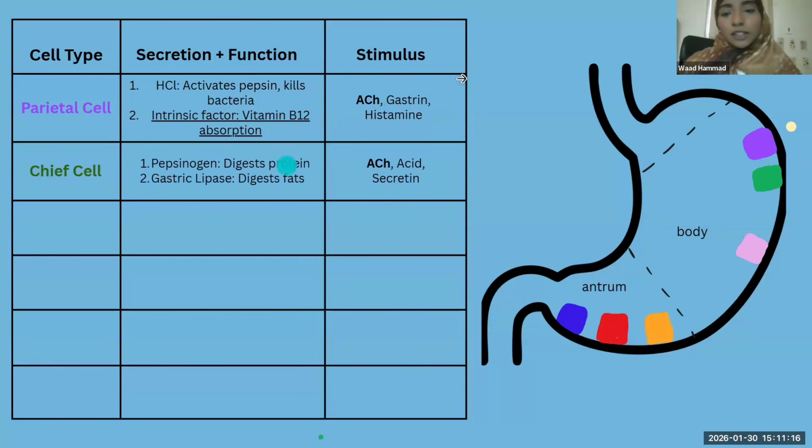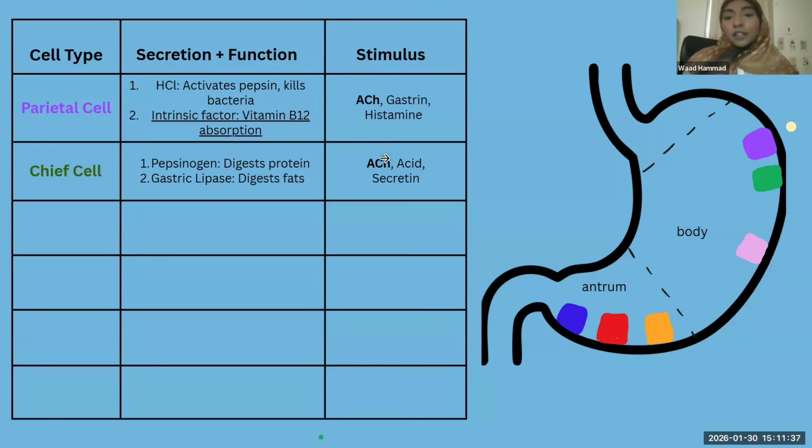Chief cells, now chief cells, I drew it in green over here. They are the enzyme cells. They secrete pepsinogen and they also secrete gastric lipase. Pepsinogen for digesting proteins and gastric lipase for digesting fat. It's pretty straightforward. And then again, we have ACH, which stimulates it.